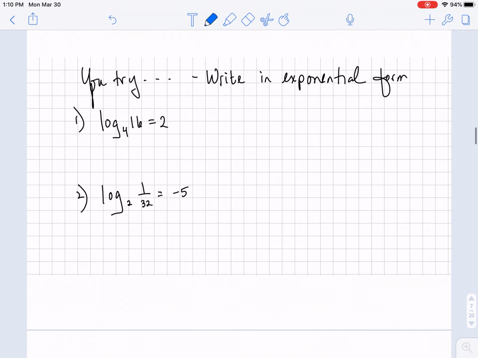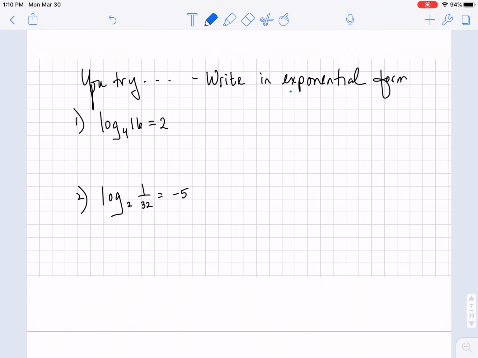You guys try these two. I want you to write these in exponential form. So pause the video and then we'll get back to it.